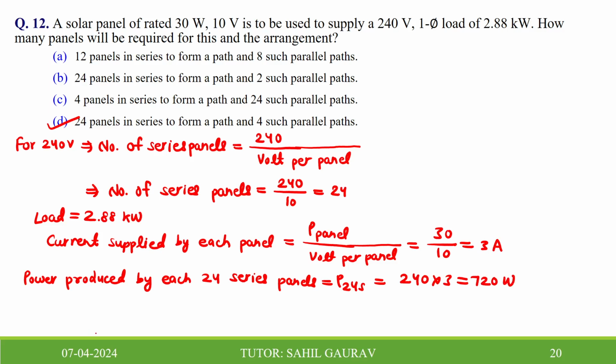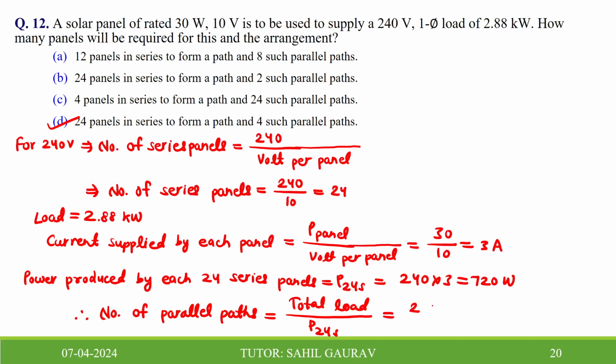Now you can find the number of parallel paths. Therefore, the number of parallel paths will be total load upon P24S, that is the power produced by 24 series panels. Total load is 2880 watt, and power produced by 24 series panels is 720 watt. So you will get 4 as the answer, and 24 series panels. So D is the correct answer.